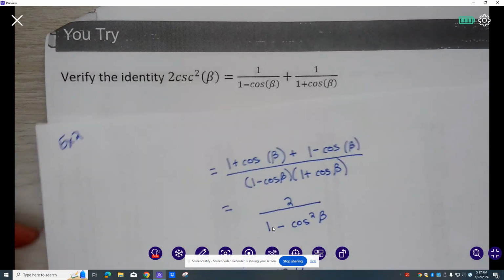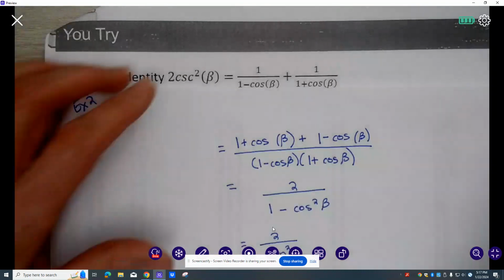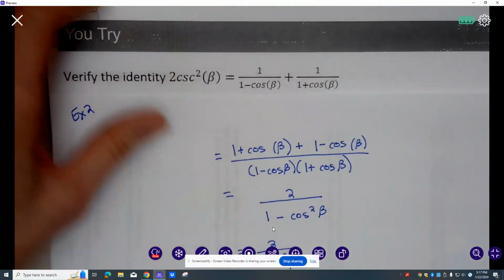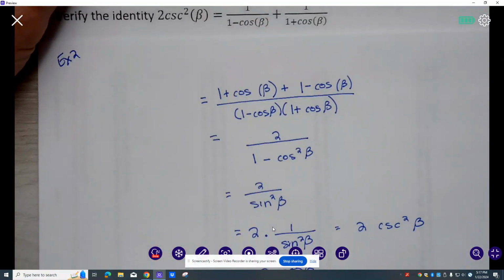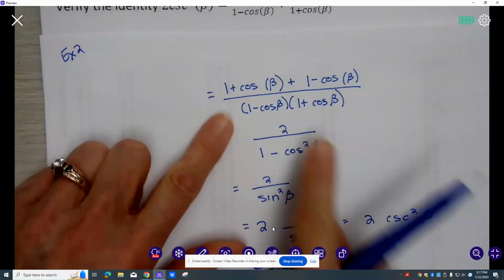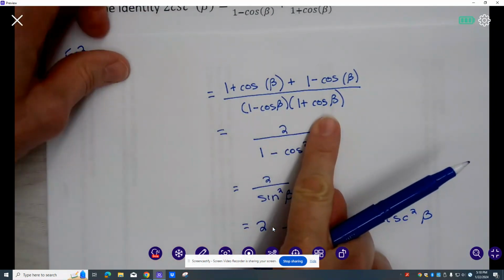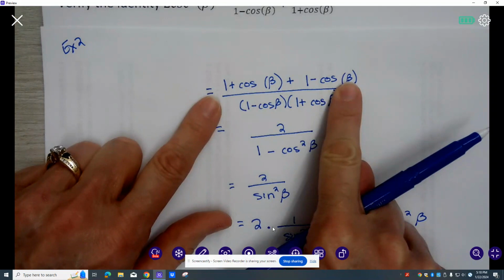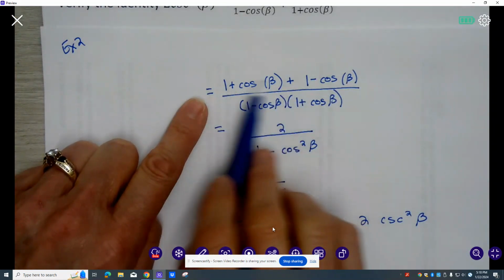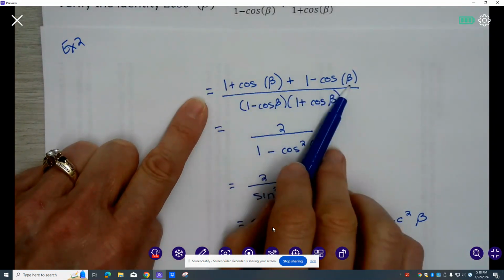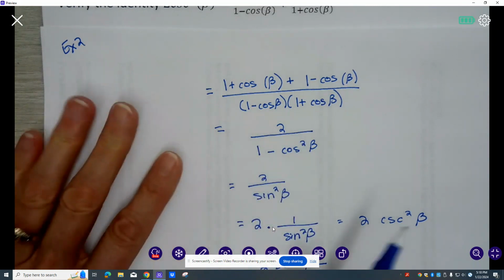Okay, hopefully you paused the video and tried it. So it's an addition one. So I started out doing that same thing where I get a common denominator. So there's my common denominator. There's my new numerator. I had the same thing happening. 1 plus 1 is 2, and these added to 0. So now I have this.